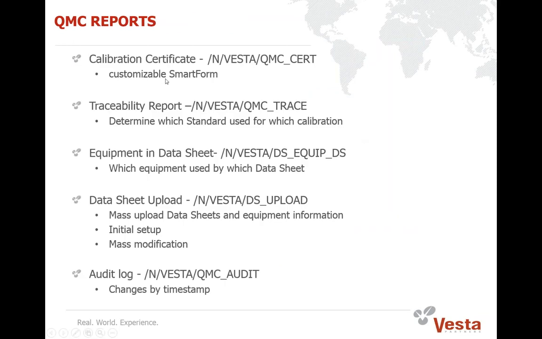The reports I touched on earlier, so we have the calibration certificate that is printed, which is our customizable smart form. We have a traceability report so you can determine where your standards were used. So if, say, down the line you realize that one of your standards is no longer up to specification, you can go back and see which calibrations were performed using that standard and then act accordingly.